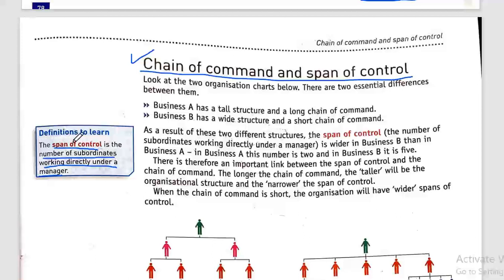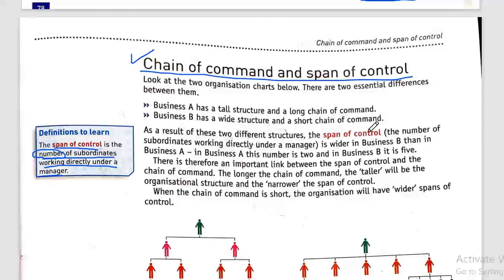When I talk about span of control, the first thing that must pop into your head is you must give a number, whether you're responsible for 11, 12, 13, 30 subordinates. These are people working directly under a manager, at a lower level.